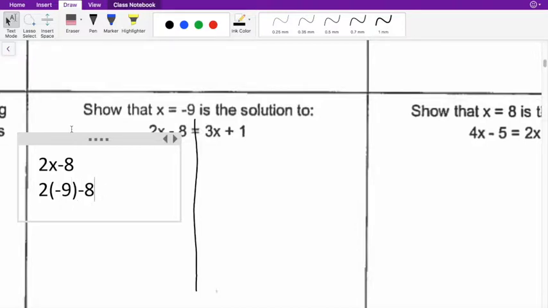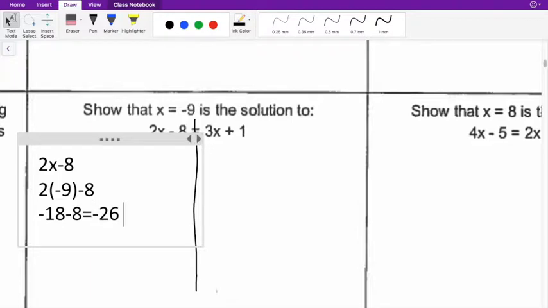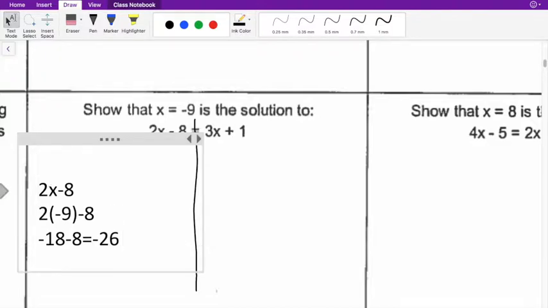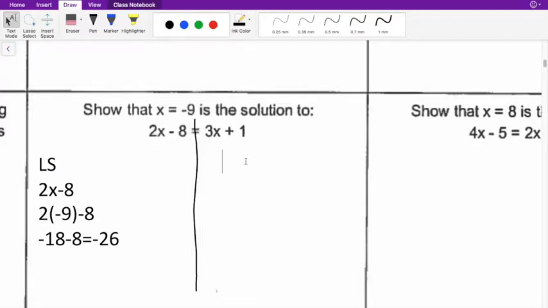All right. So 2 times negative 9 is going to be negative 18, minus 8, and that is going to equal negative 26. Remember, a negative and a negative, it's not multiplication here, so a negative is going to get more negative when you minus more off it. So my left side, let's go LS for left side, is going to equal negative 26. If this answer is correct, as in the answer is negative 9, this opposite side should be the same.